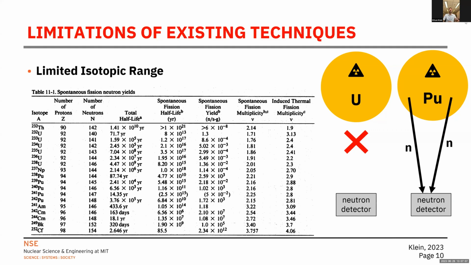Here we have a table of the different spontaneous fission neutron yields for a range of isotopes which are of interest to us, and I'll highlight a few. It shows the fission yields for the thorium and uranium isotopes, and you see that they're super low, right? They're 1e minus 3, 1e minus 4 neutrons per second per gram. Whereas for plutonium, they're maybe 6 orders of magnitude higher. So that's already a limitation if we're wanting to use a passive neutron detection technique for our ability to detect uranium.